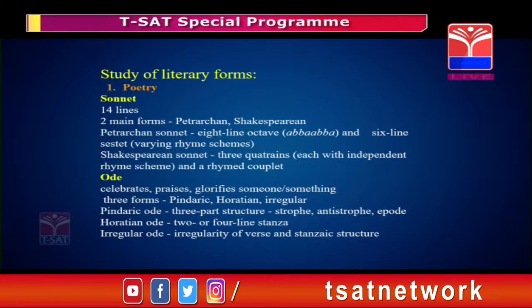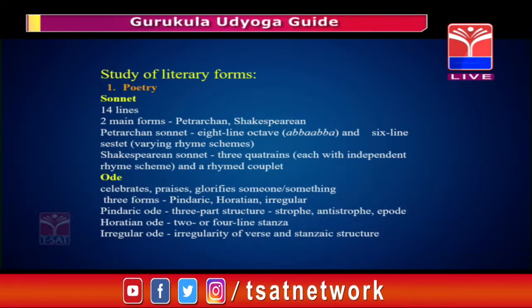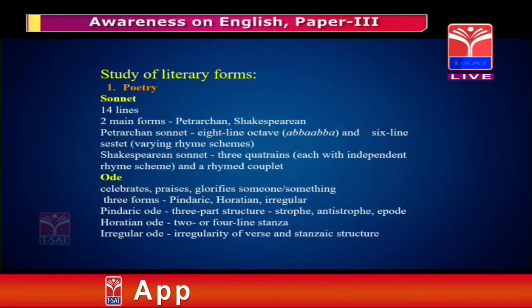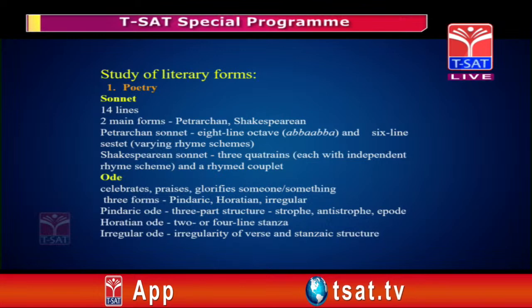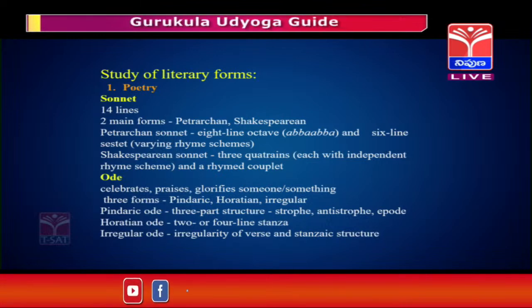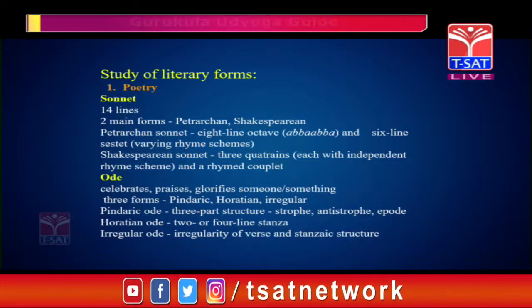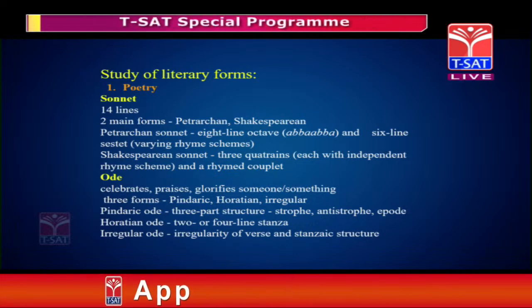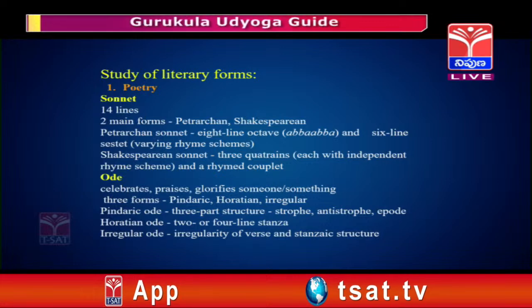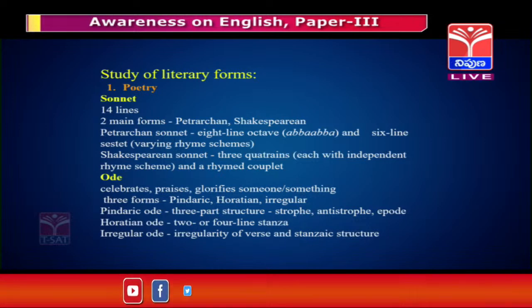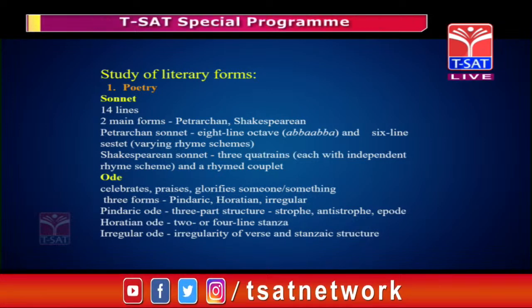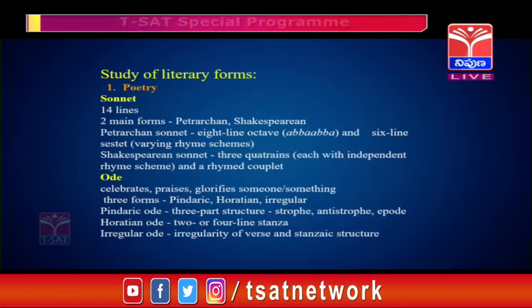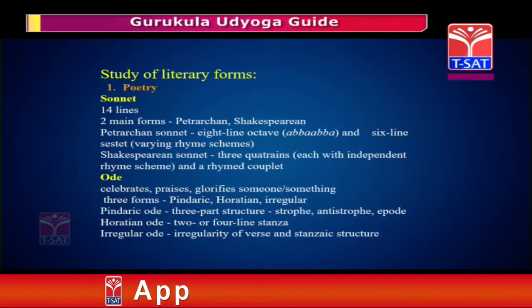Then again, there are three basic forms of the ode. We have the Pindaric ode, the Horatian ode, and the irregular ode. The Pindaric ode has a three-part structure, and these three parts are termed as the strophe, the antistrophe, and the epode. Then the Horatian ode has a 2 or 4 line structure. It is divided into stanzas, and each stanza may be either of 2 lines or maybe of 4 lines. Irregular ode, as the name suggests, is irregular both in terms of verse and also in terms of the structure of the stanza. So these are the 3 main forms of the ode.